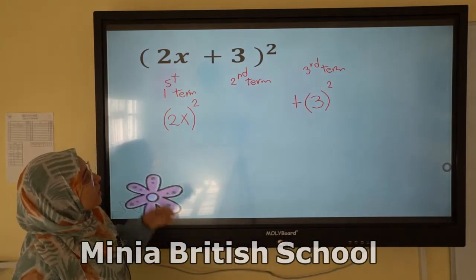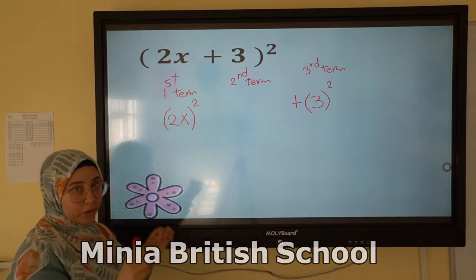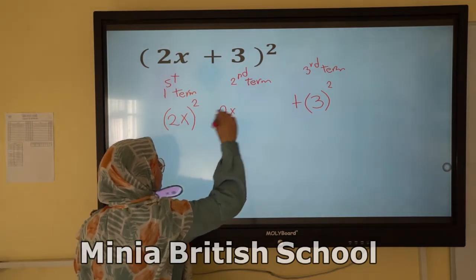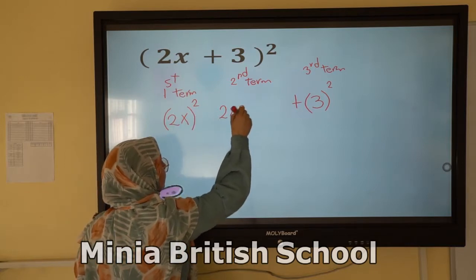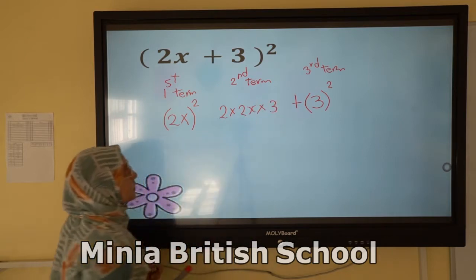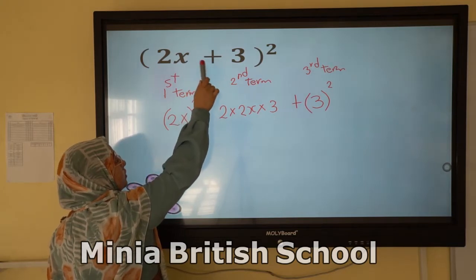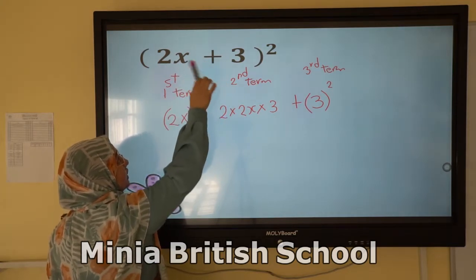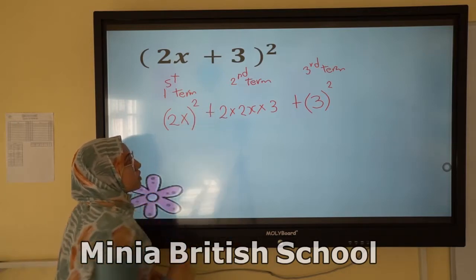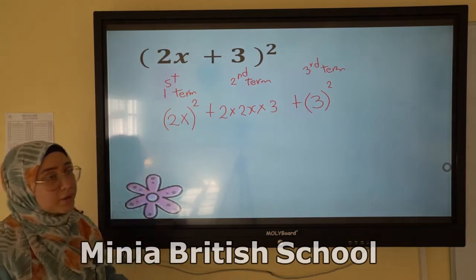Okay? So to find the second term here, you have a rule: 2 times the first term times the second term. And the second term takes the sign of the middle term in the binomial. Here the sign in the bracket is positive, so I will write a positive sign. Now you can simplify this expression.